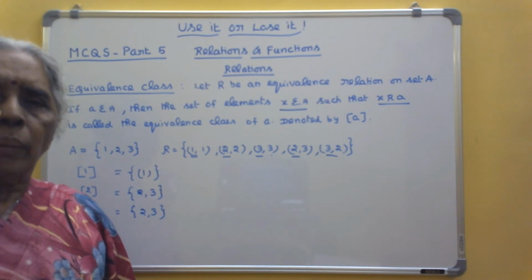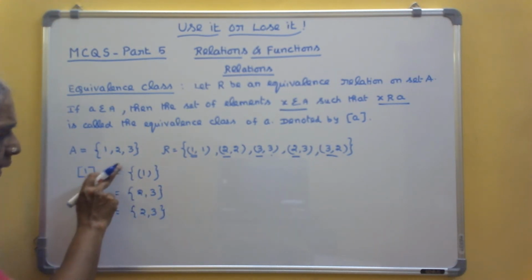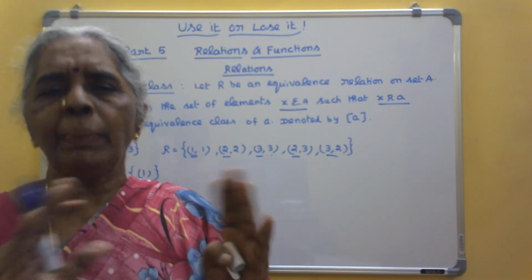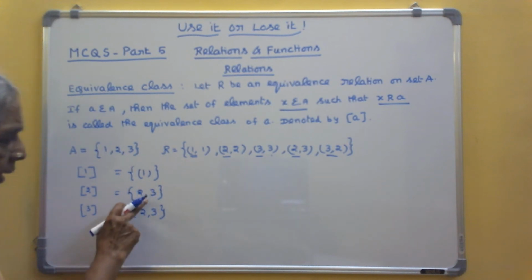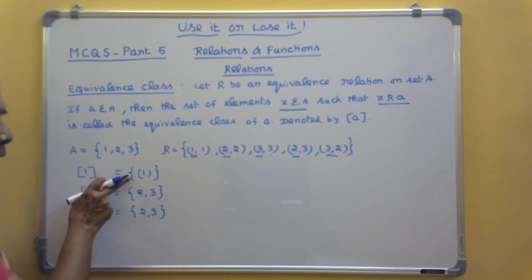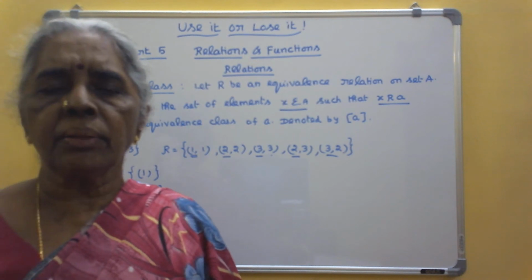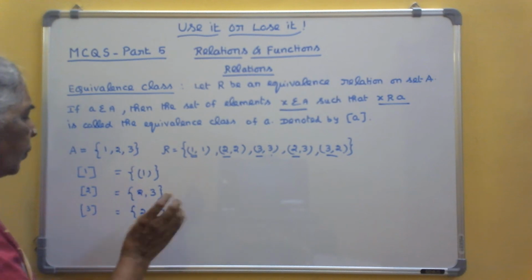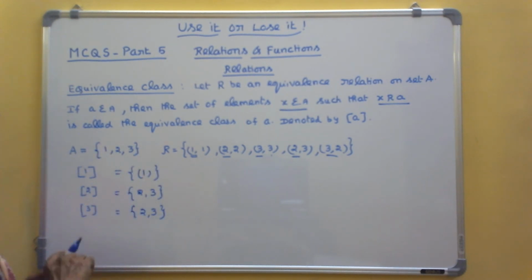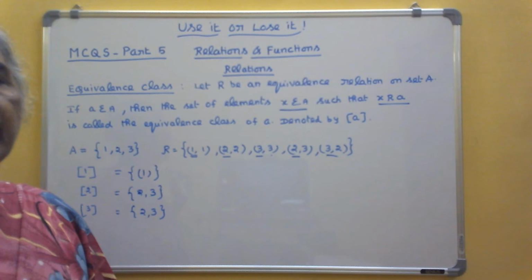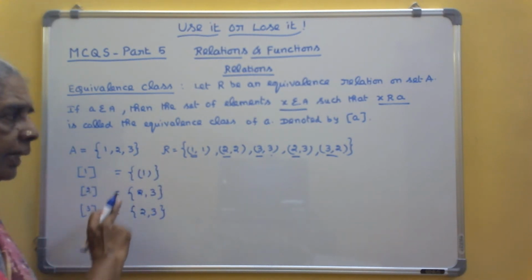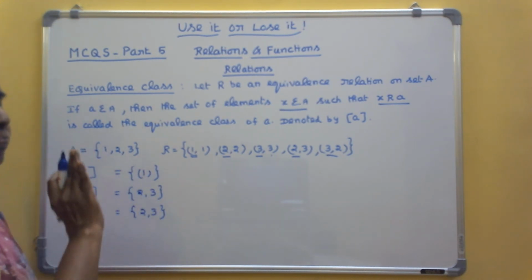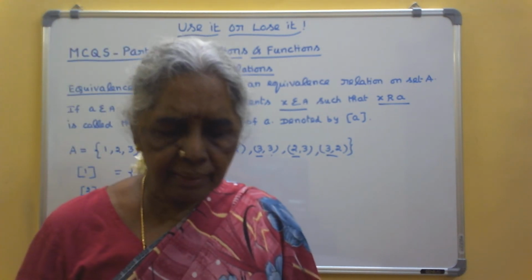Now, one more property we should know is that these equivalence classes will be either disjoint or they will be equal, identical. See here, this is {2, 3}, this is {2, 3}. Or here it is {1}. So they may be either disjoint or identical, equal. Then if you find the union of all these equivalence classes, you will definitely get the set A. The union of the equivalence classes of all the elements should be equal to set A. Based on this, you may get a sum.